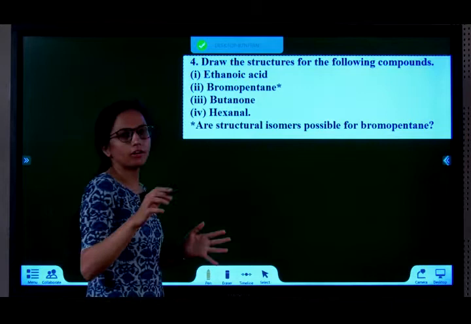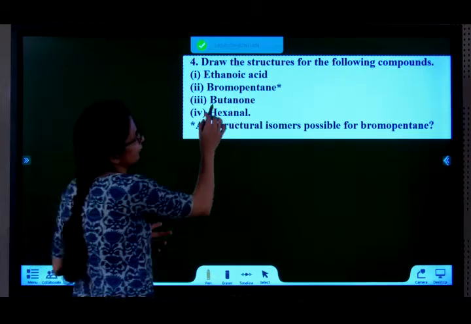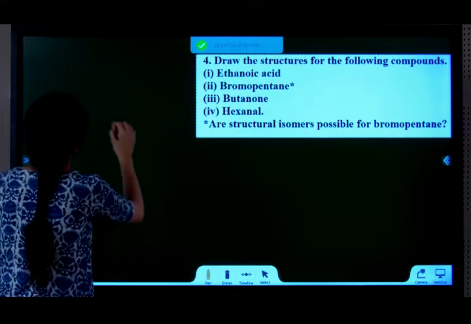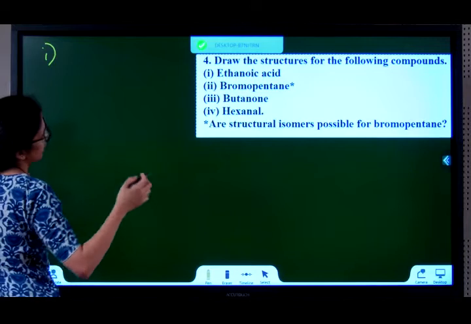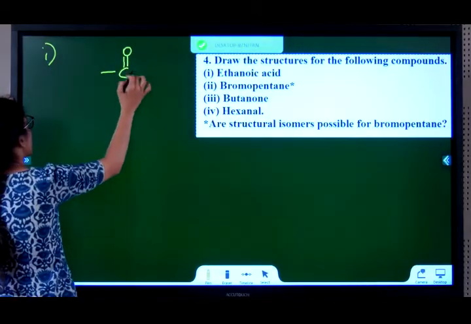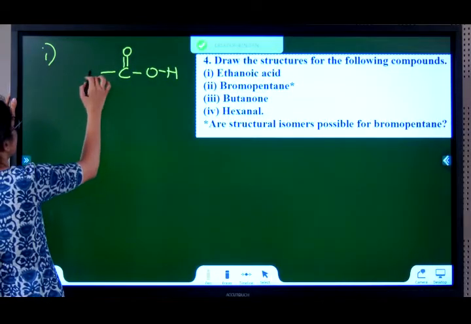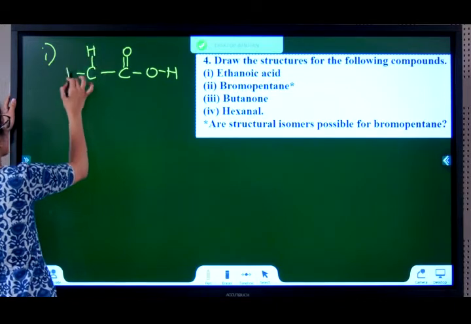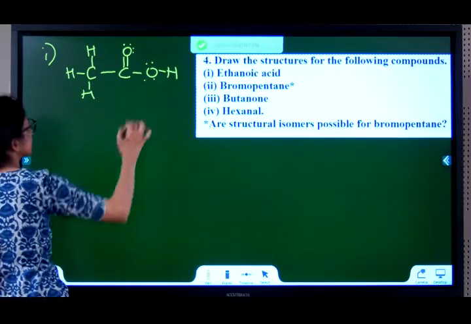Question 4. Draw the structures of the following compounds. They have not asked electron dot structure, they just asked structure. So even if they ask electron, you know how to expand it, right? So anyway, we'll draw electron dot structure. Ethanoic acid. So CH3COOH. First of all, COOH. Then ethanoic, so there's one more carbon atom with 3 H's. Are there any extra electrons? Yes. This oxygen has 4 extra.